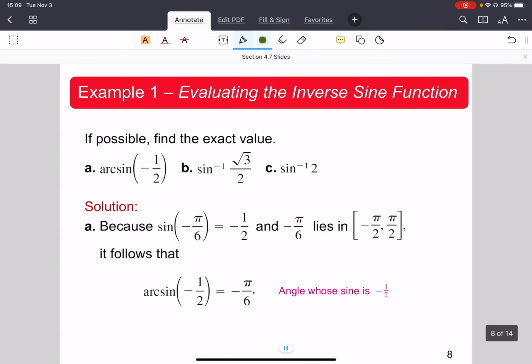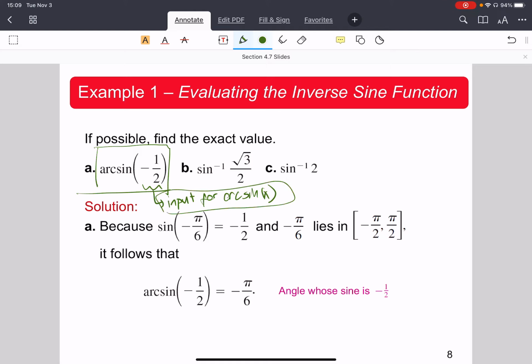Next, I'm going to do an example. We're going to evaluate the inverse sine function. The question says, if possible, find the exact value. So we're going to compute arc sine -1/2. What does this mean? You realize -1/2 is the input for the inverse sine function, the input for arc sine x. So this is my input, and it's going to have some output that I don't know.